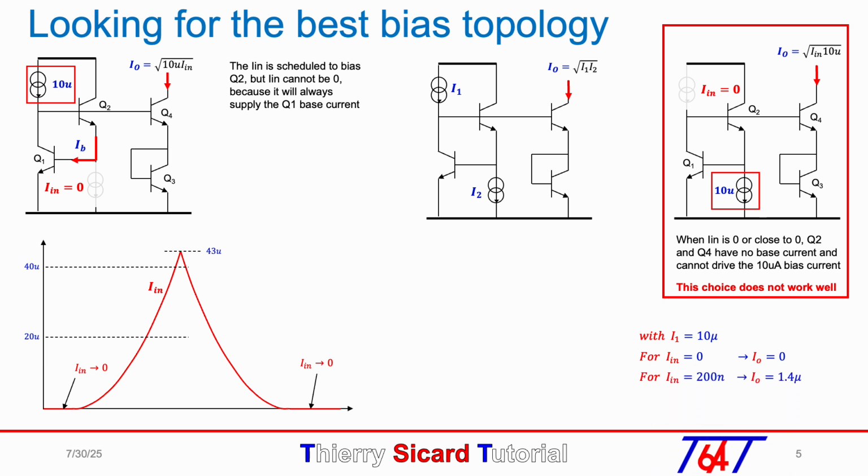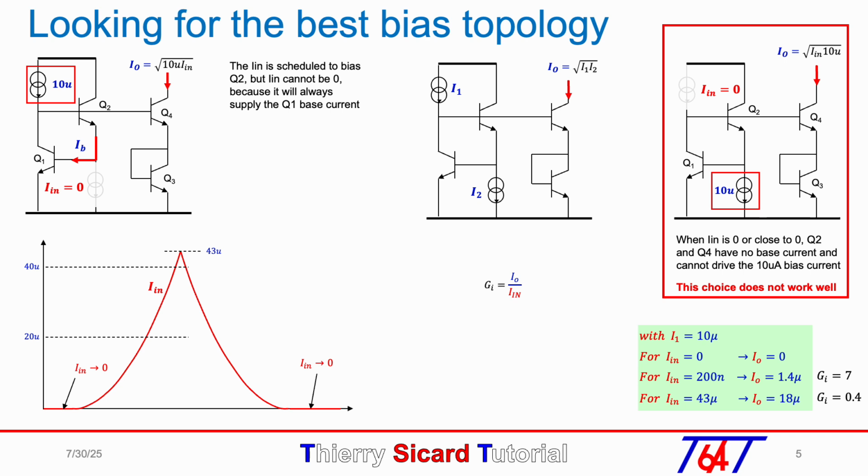For I in equal 0.2 microamp, I out is equal to 1.4 microamp. For I in equal 43 microamp, I out is equal to 18 microamp. It should be noted that the gain increases considerably as the input current approaches 0. For I in equal 200 nanoamp, the gain is 7 compared to 0.4 for I in equal 43 microamp.